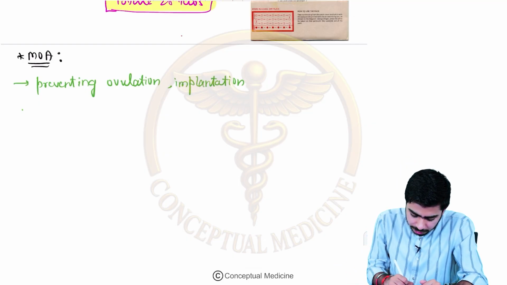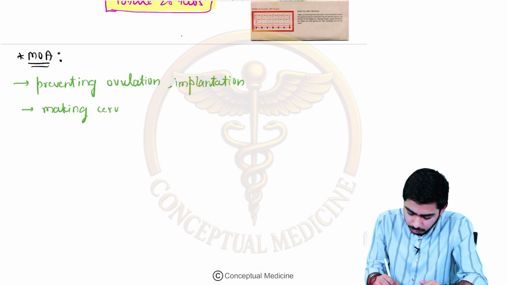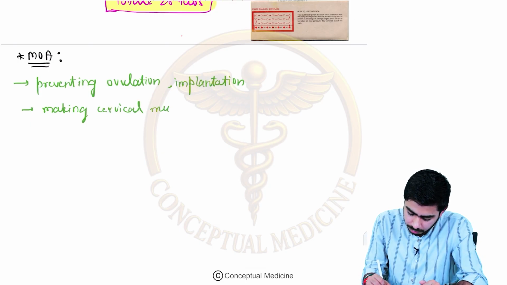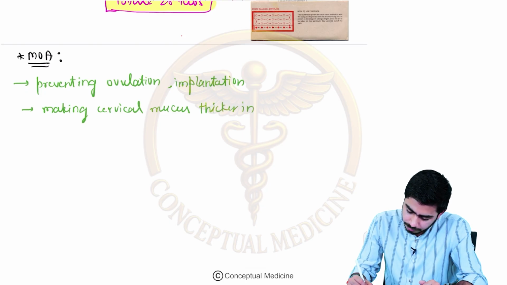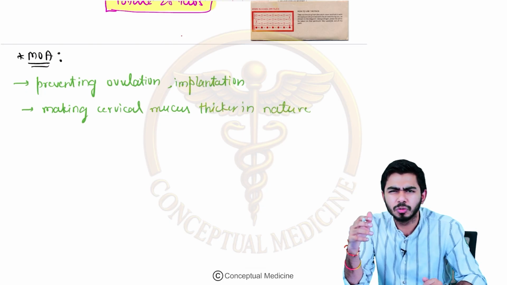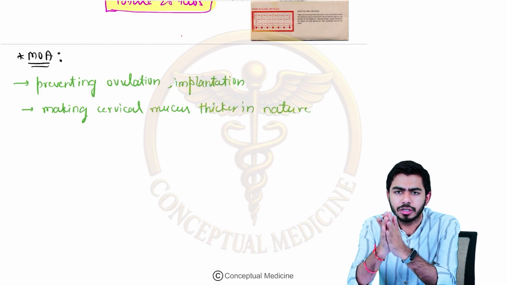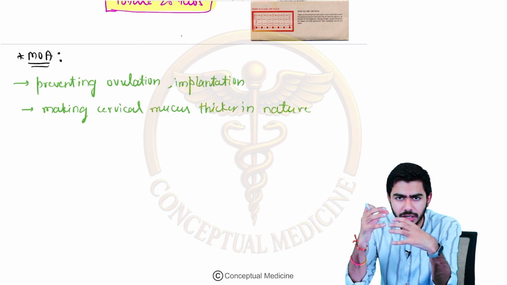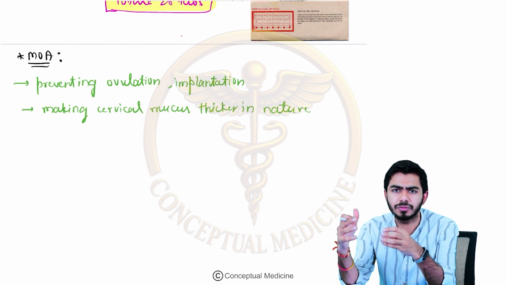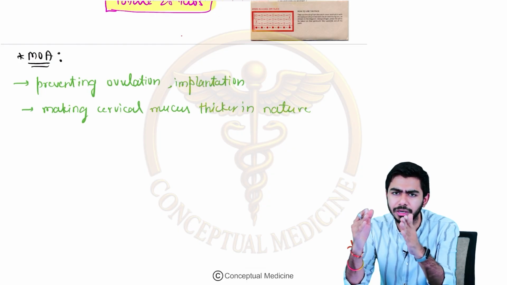Okay, and with that it is making the cervical secretions, the cervical mucus, thick in nature. And we know that if the cervical mucus becomes thicker, then obviously it will not be suitable for pregnancy, right? So it is preventing the ovulation, it is preventing the implantation and making the cervical mucus thick. And we know that for having a pregnancy, the cervical mucus should be thin, right?